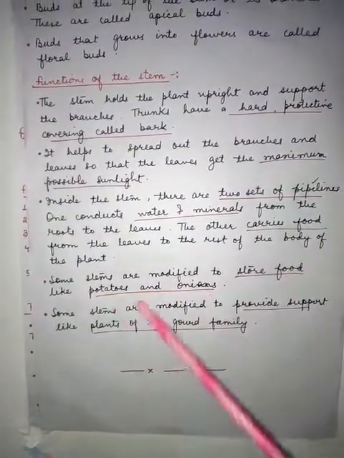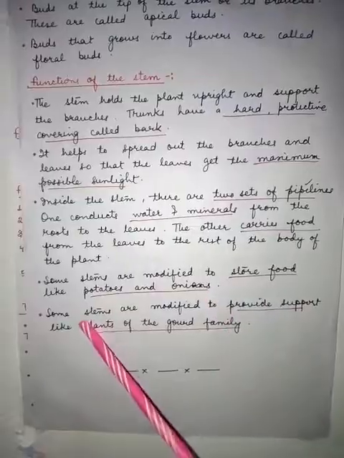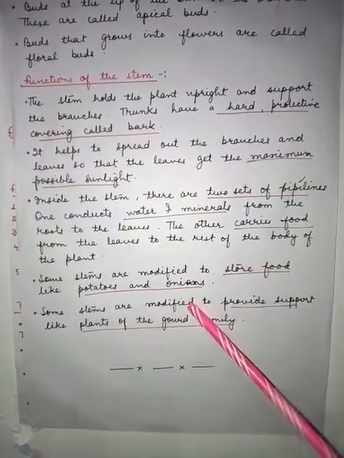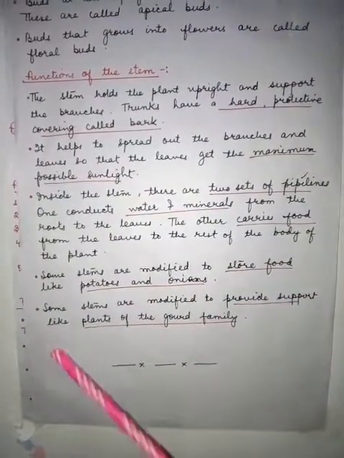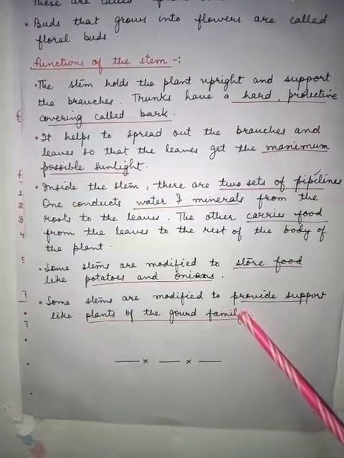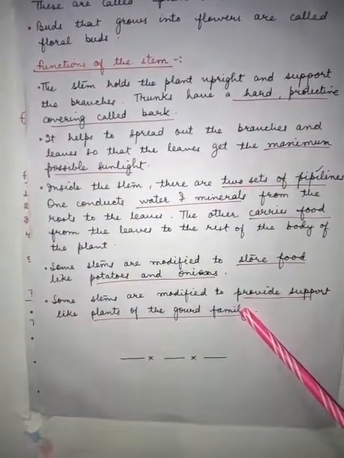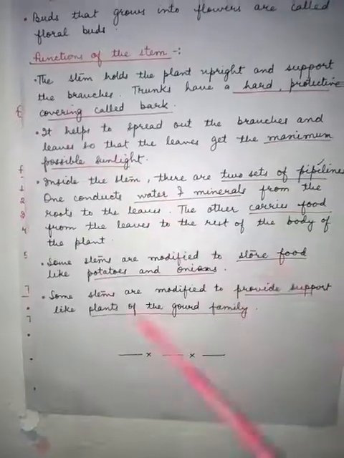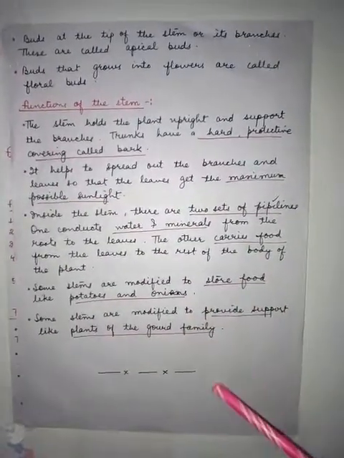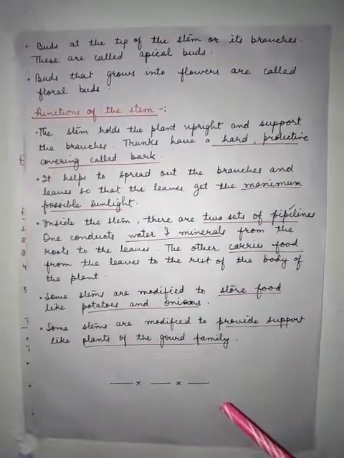Like we have potatoes and onions. There are some stems which are modified to provide support, like plants of the gourd family, and the passion flower is also there. So these are some important functions of the stem. I hope you all understand this. Thank you.